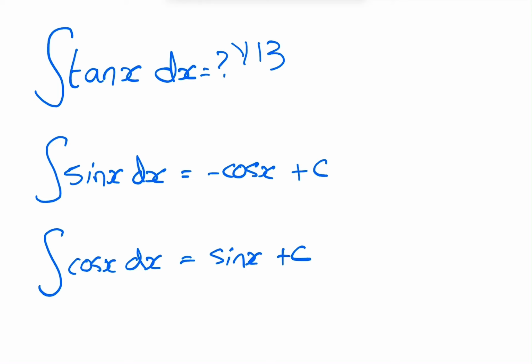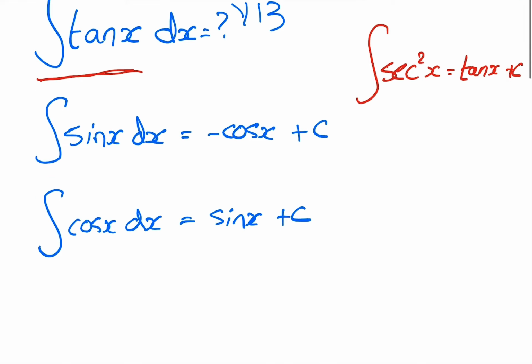The other result you are given very early on in integrated trig functions is that sec squared x integrates to just tan x. And this comes from the fact that tan differentiates to sec squared x. So how on earth are we going to integrate tan of x with respect to x? That's the next task.